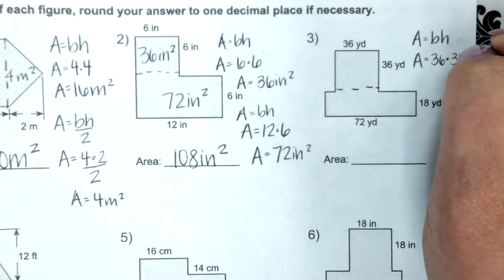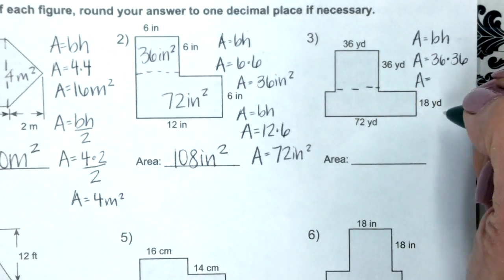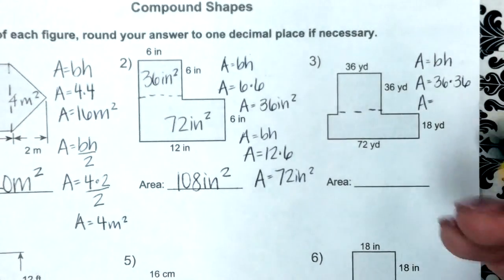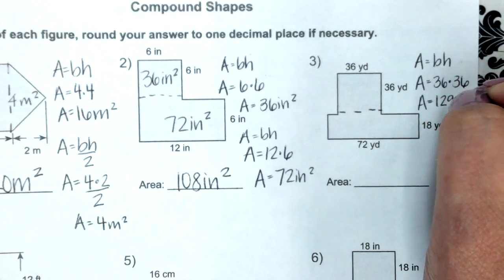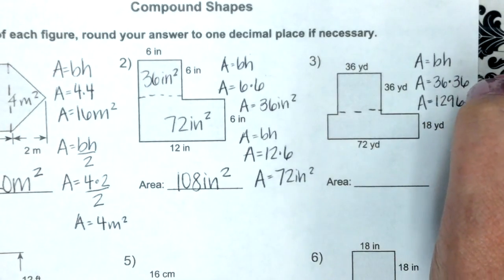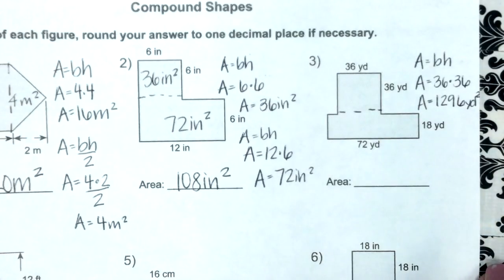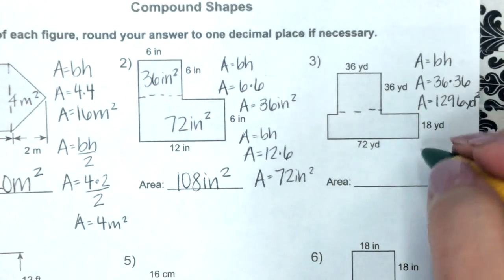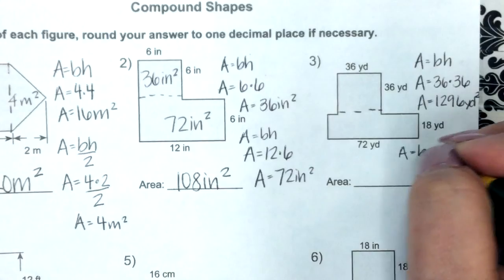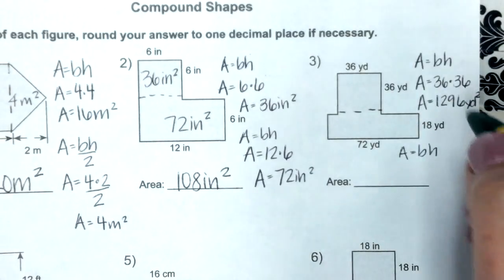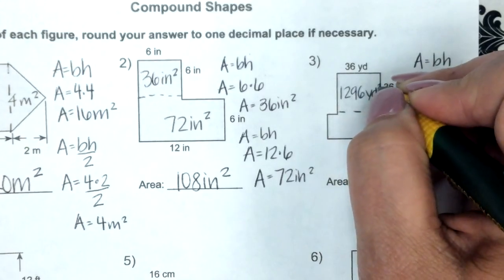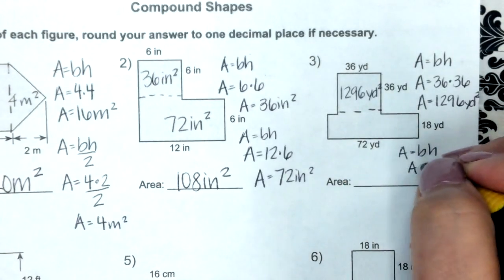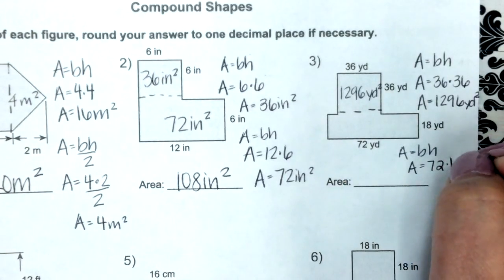36 times 36. Somebody tell us what that is real quick. 1,296. And that is yards squared. Okay, now let's look at this next rectangle. Again, base times height. I'm going to put this in here, 1,296 yards squared. This becomes 72 times 18, which is what?